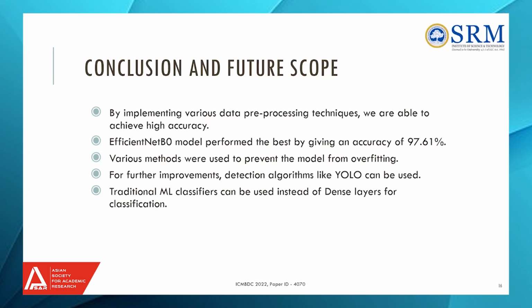To conclude, by using various pre-processing techniques and methods to prevent overfitting, we were able to achieve a high accuracy of 97%. But there are various improvements possible. We have only used CNN to classify brain tumors, but various detection algorithms like YOLO exist that will show the actual location of the tumors with bounding boxes. This will further make it easier for medical professionals to diagnose the patient. Another improvement that is possible is that traditional machine learning classifiers like SVM can be used instead of using dense layers followed by softmax.